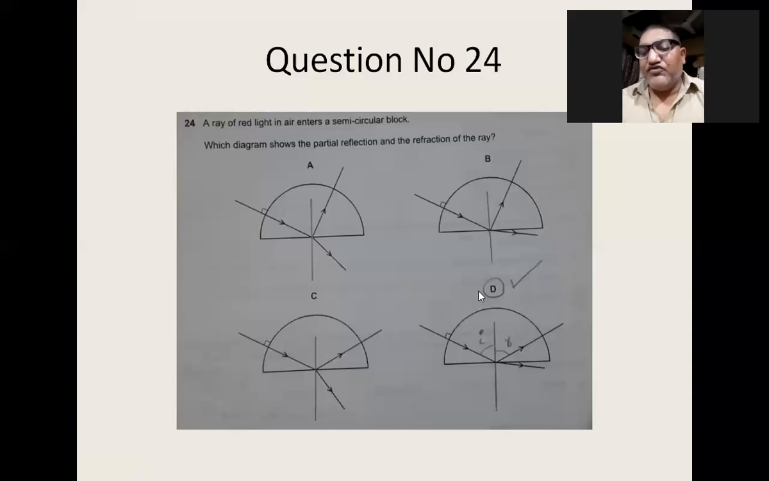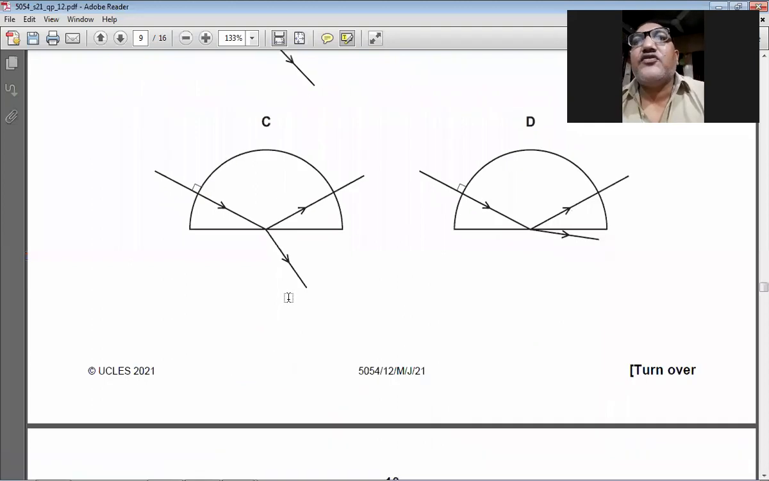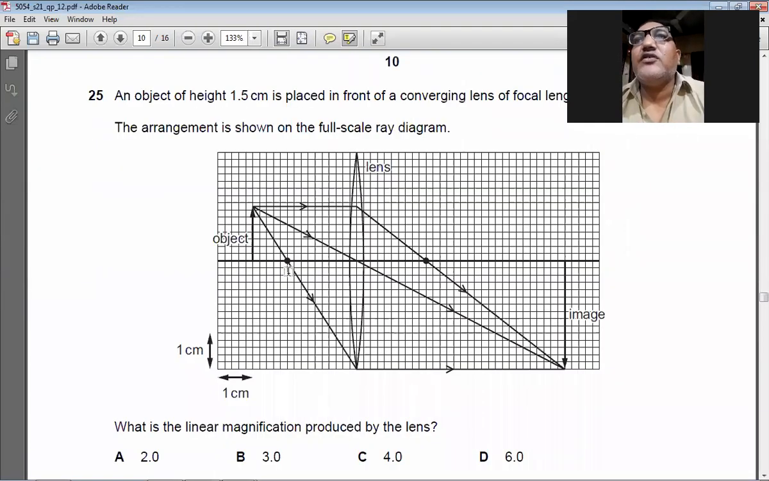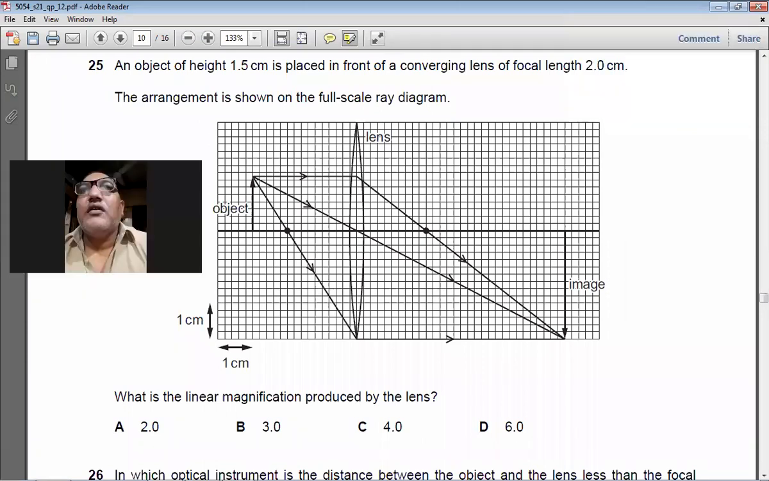So let's move to the next part, and the next part coming up on your screen is question number 23. Here we go.